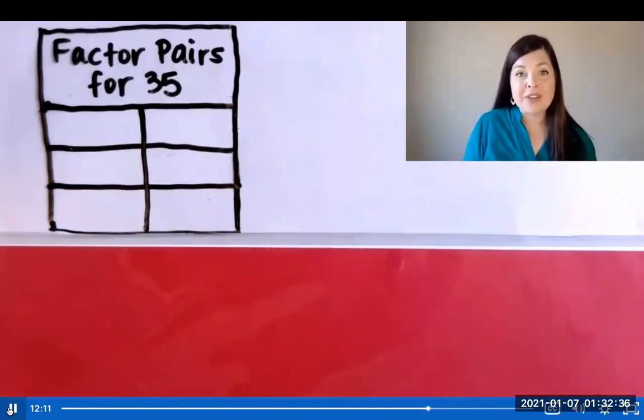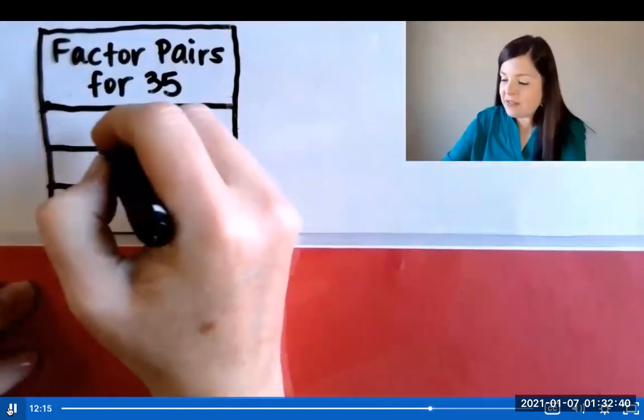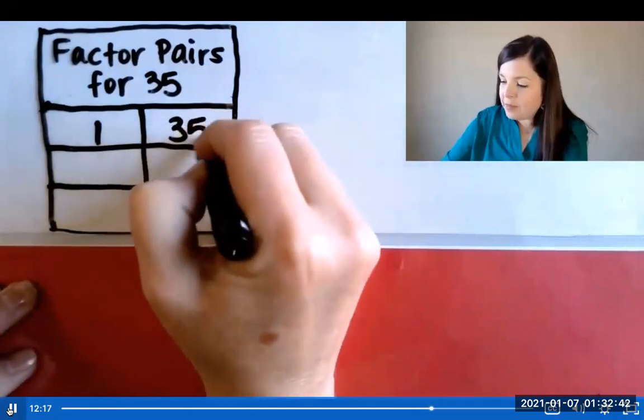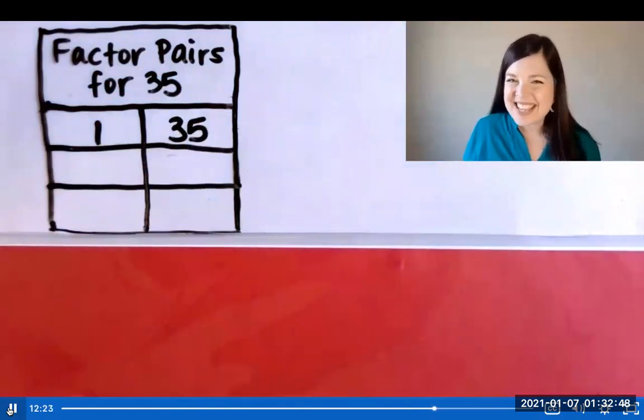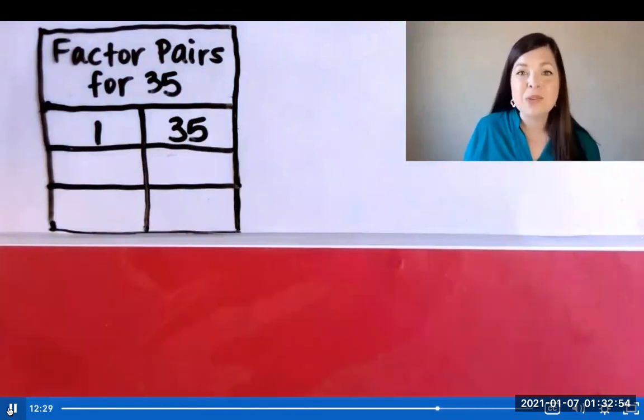So what would be the first factor pair for 35? 1 and 35. Because 1 times 35 equals 35. Let's move to the next number, 2, and try 2. Is anything times 2 equal to 35? Nope, nothing times 2 equals 35. So 2 is not a factor of 35.